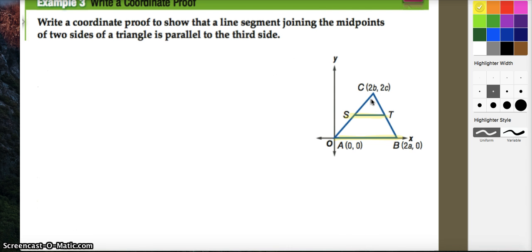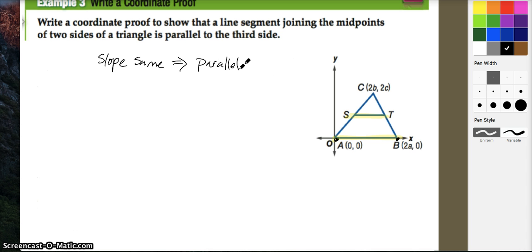We are given that this point here is 2B, 2C, and this is the origin, which just makes life a little bit easier for us. This is the origin, and here's B. And what I'm thinking about is I remember from algebra, if the slopes are the same, then the lines are parallel. Slope same implies parallel lines.